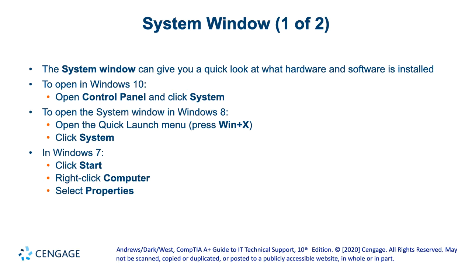The system window can give you a quick look at the hardware and software installed. You can open it through the control panel and click System. You can open the quick launch window plus X and click System. You can click Start, right click the computer and select Properties. That's my preferred method.